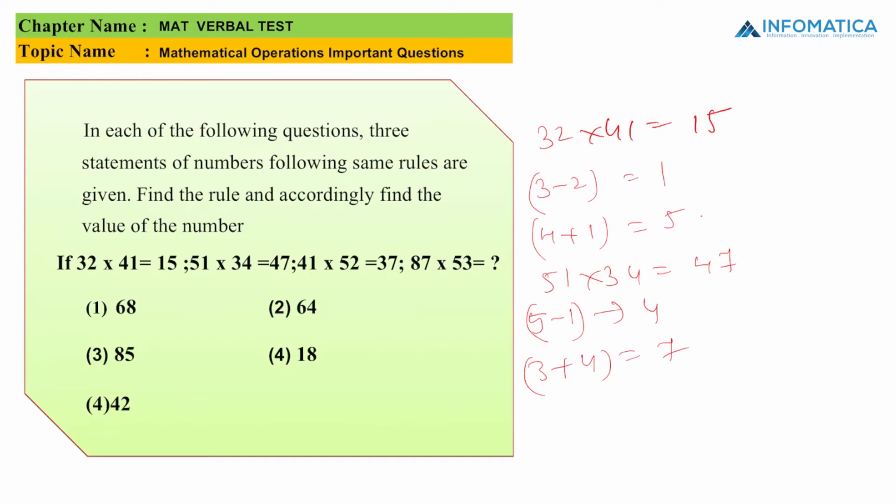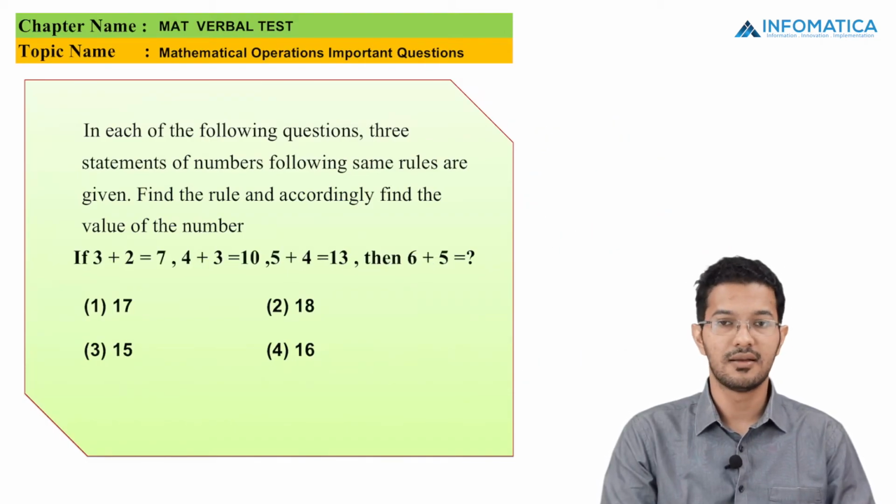So now we have been asked to find out 87 multiplied by 53. So if I write down 87 multiplied by 53, I take the first number, which is 87. Then I do 8 minus 7 and I get the answer to be as 1. Then I go for 53. I split it up as 5 plus 3, which I am getting as 8. So the answer of 87 multiplied by 53 is coming to be as 18, which is option 4. Now we go for the next and the last MCQ.